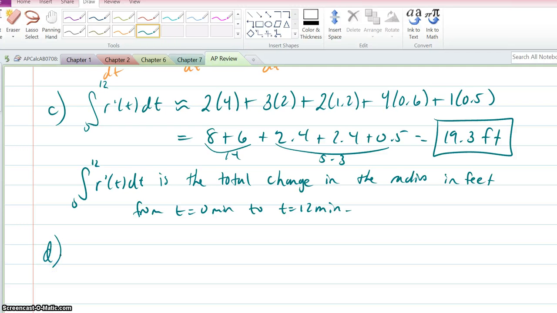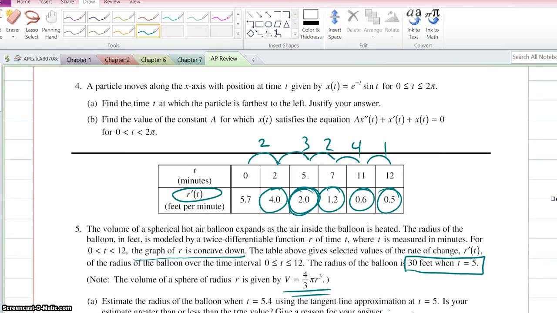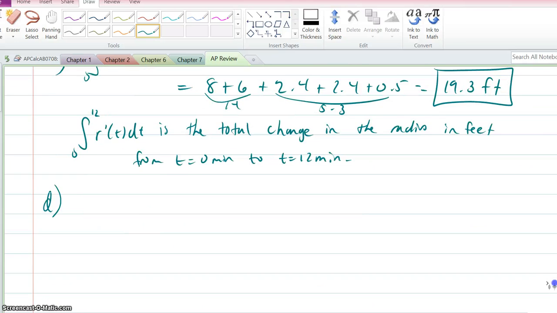And finally, in Part D, it says, is your approximation in Part C greater than or less than the actual integral? And give a reason for your answer. Well, my reason for this one is going to be based on whether this is increasing or decreasing. When you're looking at r prime, it's actually increasing the entire time. So since it's increasing the entire time, your RRAM is always underneath the graph. Your right endpoints are always greater than your left endpoints. So this is going to be an underestimate.